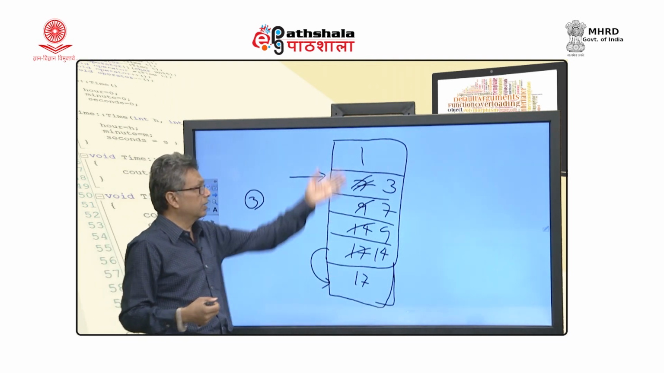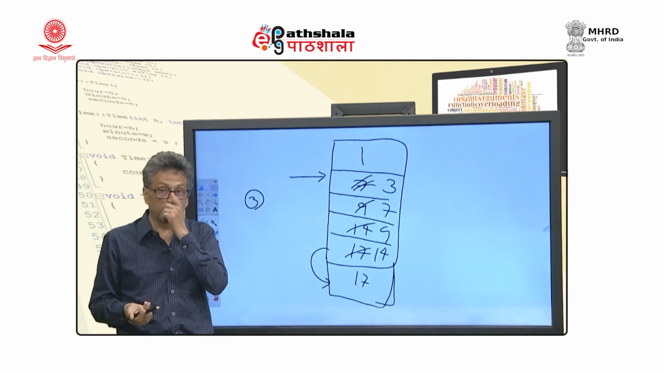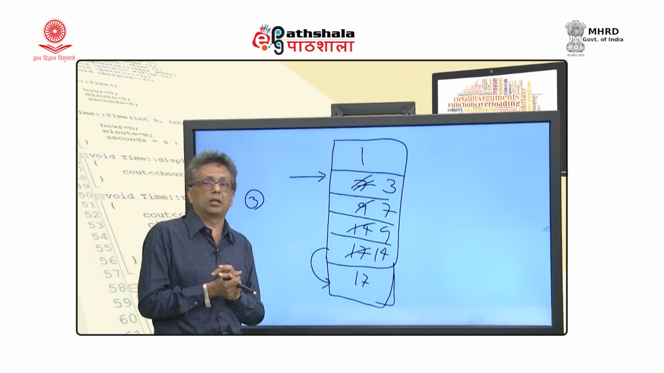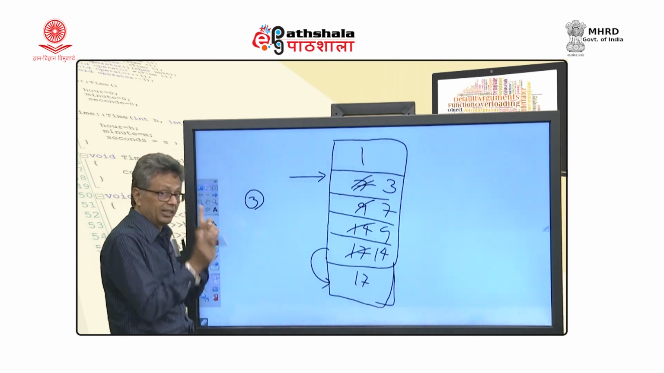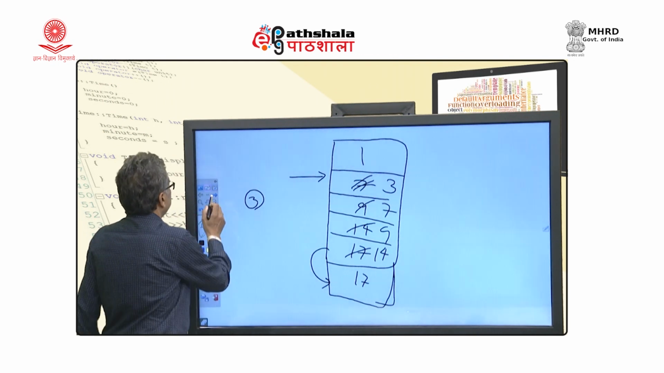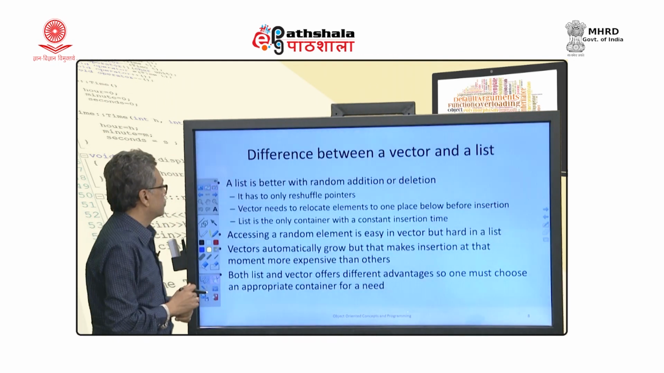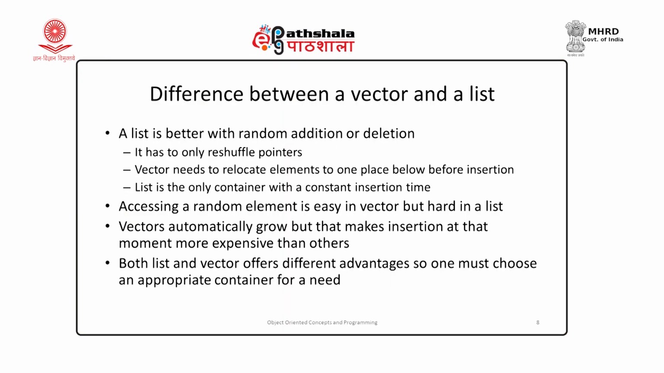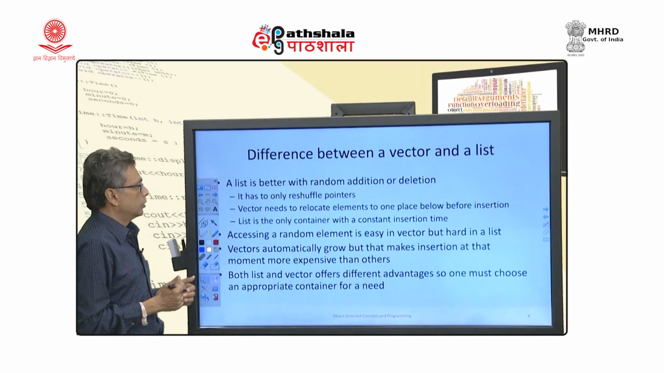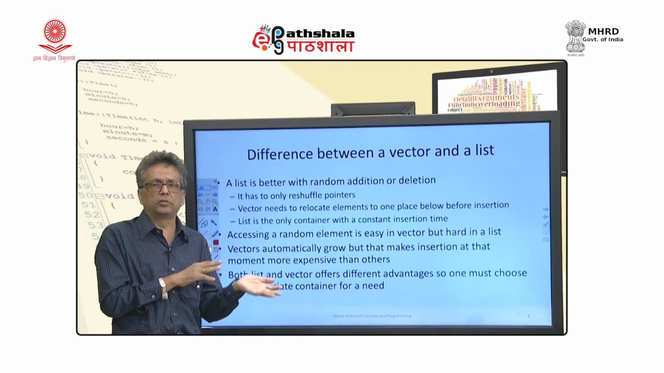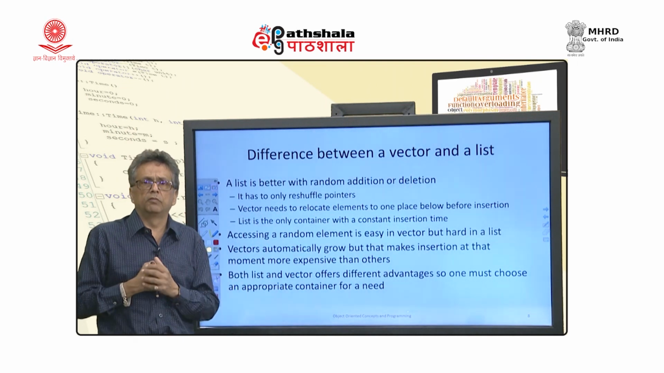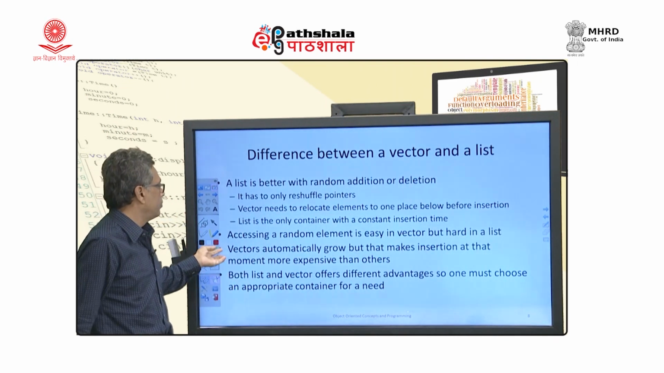And the bigger the vector, the more time it will take. So, insertion is not a constant time operation on a vector, unlike a list. Accessing a random element is easy in a vector, unlike a list. If I want to go to the nth element, I can jump there directly, but a list cannot do it. So, two things are different. List is used for some purpose, vector is used for the other purpose.